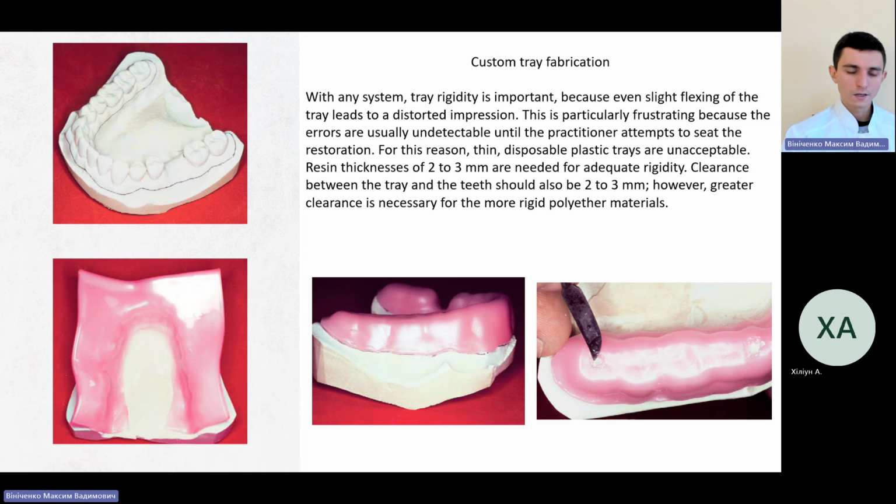Clearance between the tray and the teeth should also be from 2 to 3 millimeters. However, greater clearance is necessary for the more rigid polyether materials.